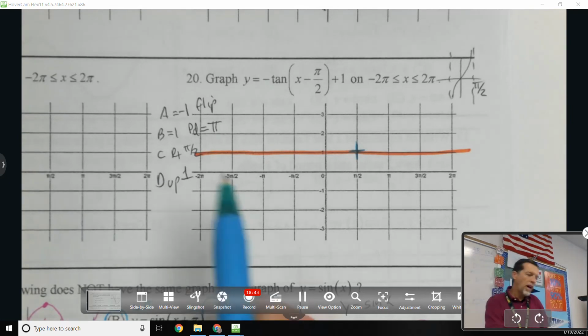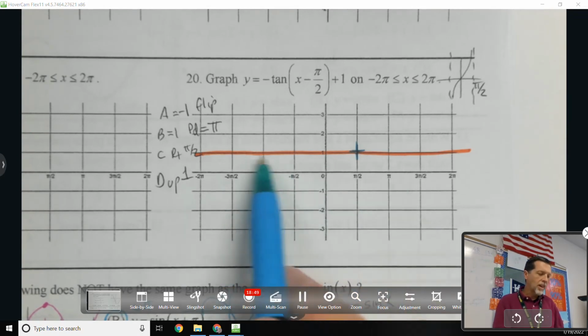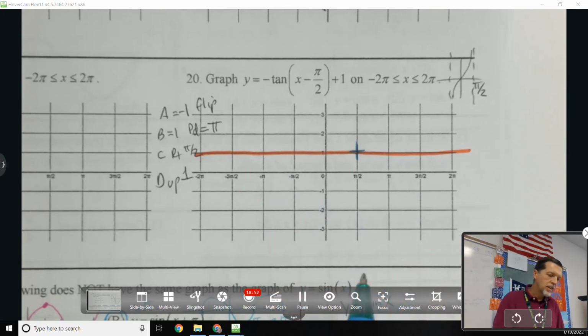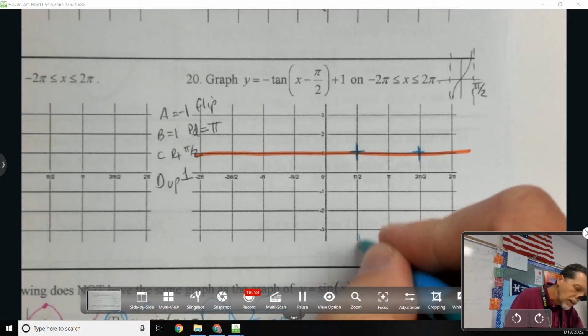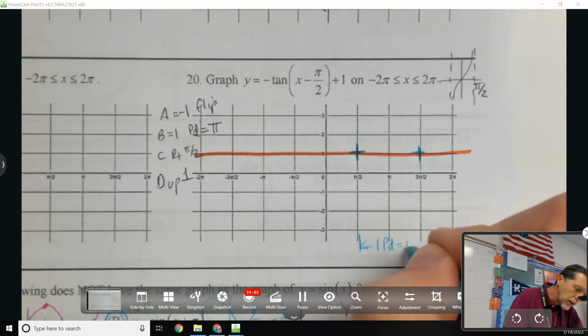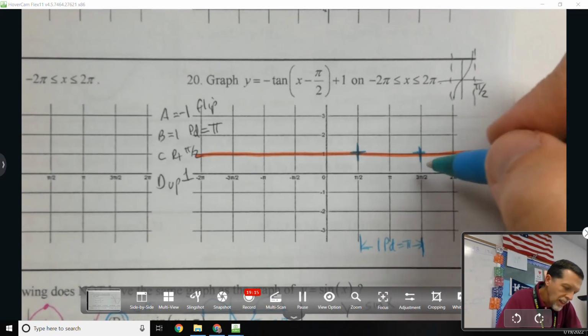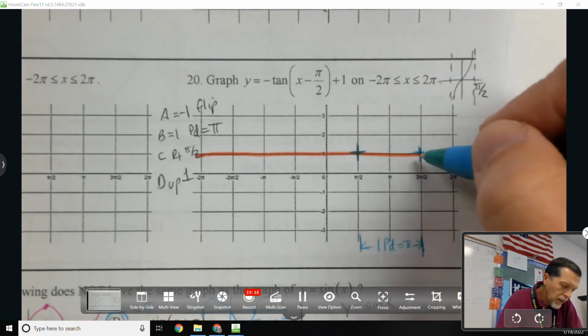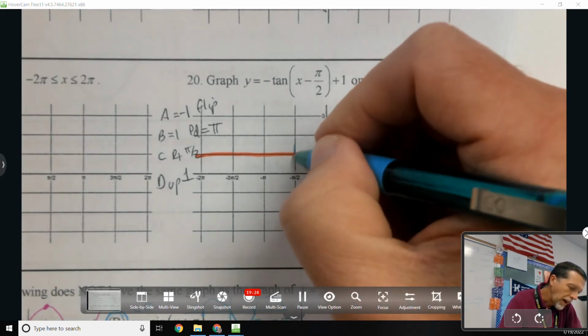Now I need to go pi away from pi over 2. This is a place where people get stuck because they think, oh, I'll go to pi, and that's where it starts over. I need to go pi away from pi over 2, which would be at 3 pi over 2. Right, 1 period equals pi. Did I mess something up? Are we good? No, I was looking at the wrong part. Okay. So I need to fit my graph in between, or at least those are my 2 new origins. Let's go back pi as well.